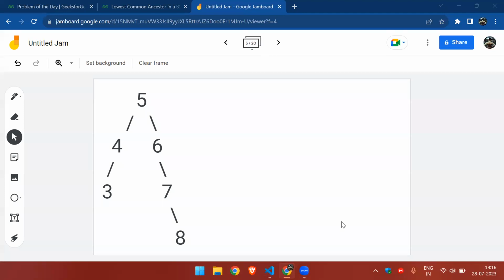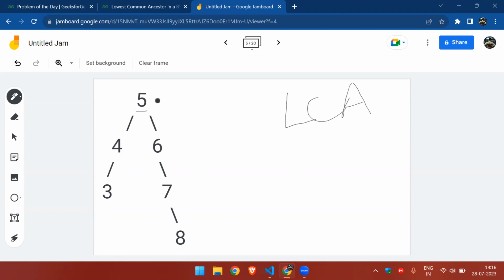So let's look at the first test case in which we have been given this BST, and the approach I'll be following is, since we know in a BST the element larger than the root lies on the right and the element which is less than the root element lies on its left. So we have to find the LCA, lowest common ancestor.